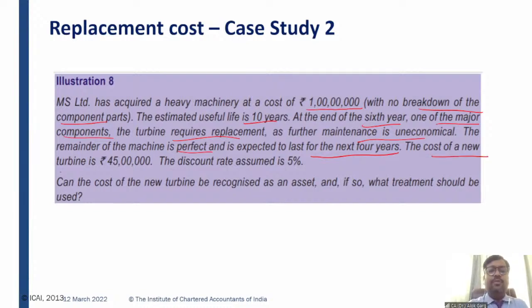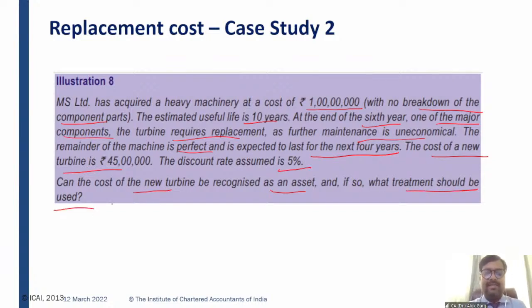The cost of a new turbine is 45 lakh. See, the cost of the entire machinery is 1 crore and only the cost of this turbine is 45 lakh. The discount rate assumed is 5%. Can the cost of the new turbine be recognized as an asset? And if so, what treatment should be used?